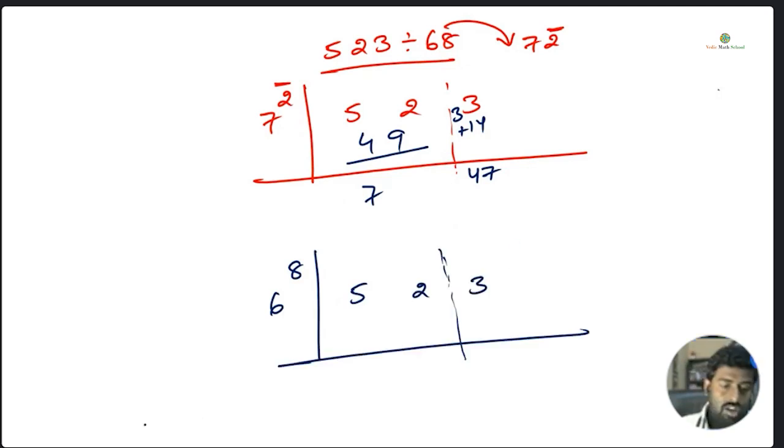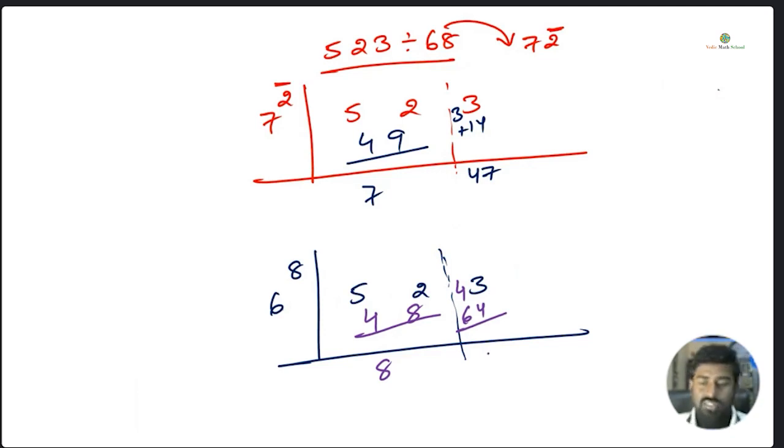Now 6. How many times will we divide this 52? 8 times. Yes. 8 6s are 48. So 52 minus 48 is 4. So I'm writing 43 here. Now tell me, 8 8s are 64. 64. What will you get here? Minus. Minus what? 19.